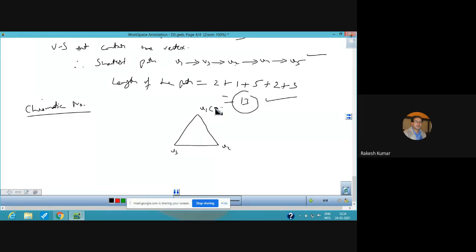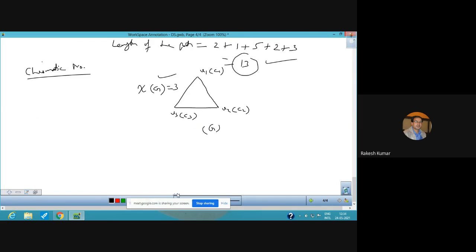Suppose we use the first color C1 for V1, then V2 cannot be used with C1, so it is C2. Similarly, C2 and C1 are used, so the third color will be used here. That is denoted by chi. If the name of the graph is G, then the chromatic number chi of G is 3. Three colors have been used to paint the vertices of the graph. This was your chromatic number.